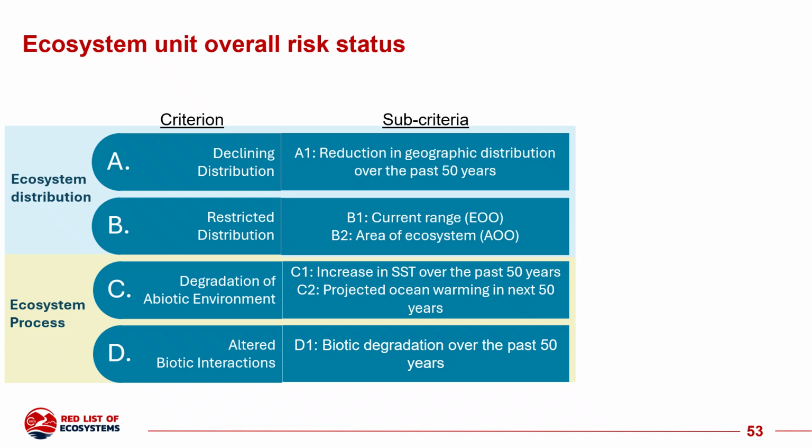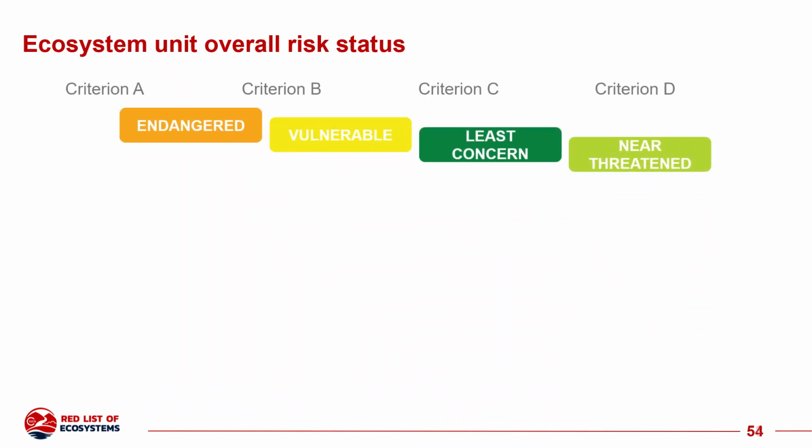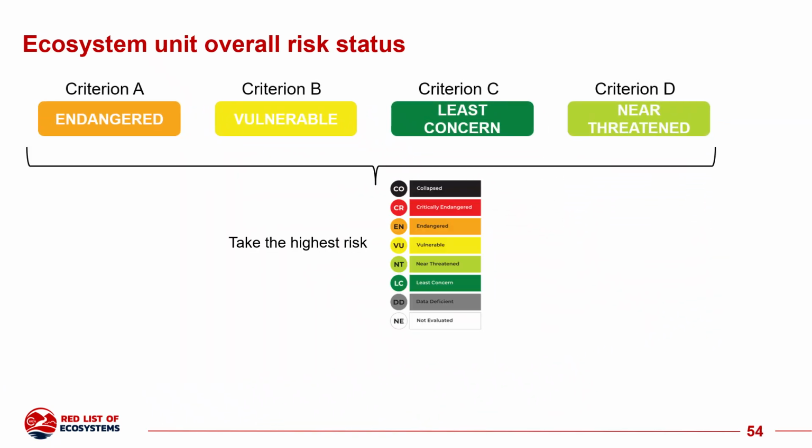So, for example, if under Criterion A your coral reefs are endangered, and under Criterion B they are vulnerable, and the risk under Criterion C is least concern, and finally, under Criterion D it is near threatened, then the final risk status for that coral reef ecoregion would be the most severe category assigned across all of the criteria, which in this case is endangered. This method ensures that any critical or severe risk identified through one criterion isn't diluted or overlooked in the final assessment.